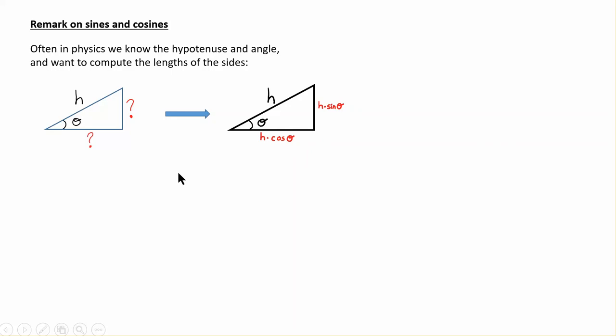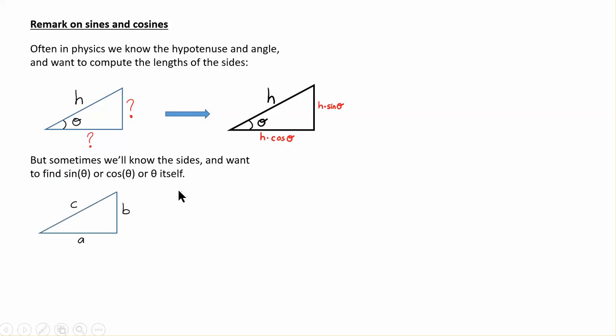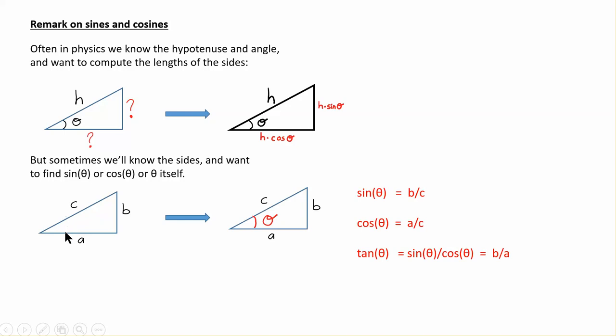But sometimes in physics, you may encounter the following situation, where you'll be given a triangle and you'll know the length of this side, let's call it A, the length of this side, call it B, and the length of the hypotenuse, call it C. So in some situations, you might know the lengths of these three sides. And what you want to do is determine what this angle is here, or maybe you want to know the sine of this angle or the cosine of that angle. Then in that situation, we can use the following.